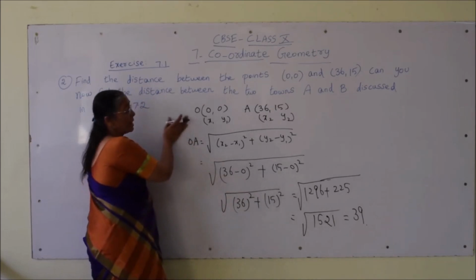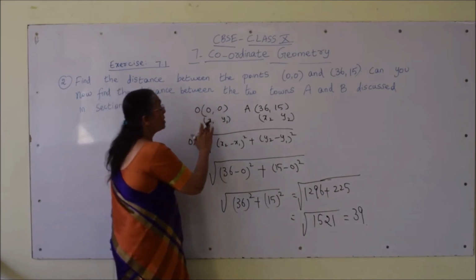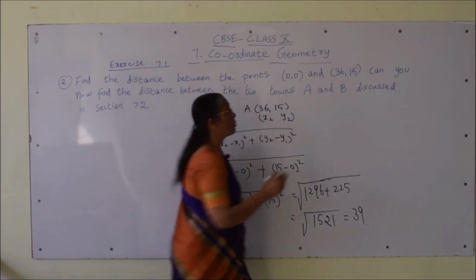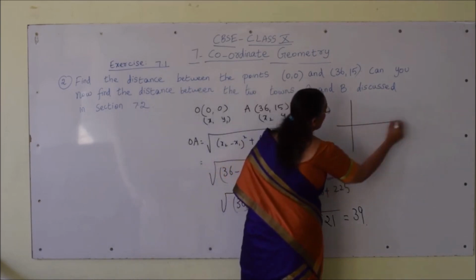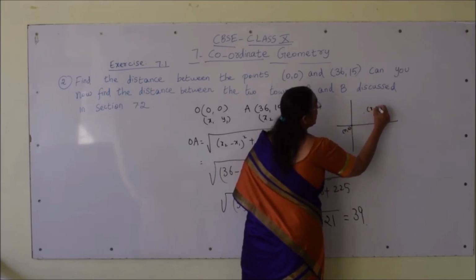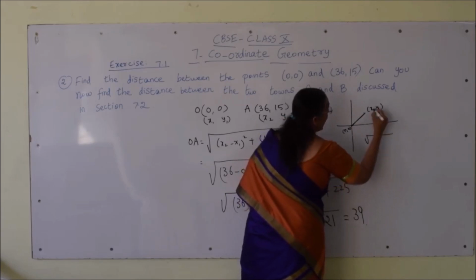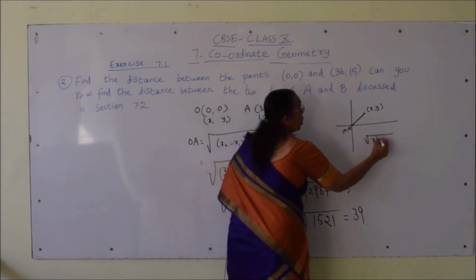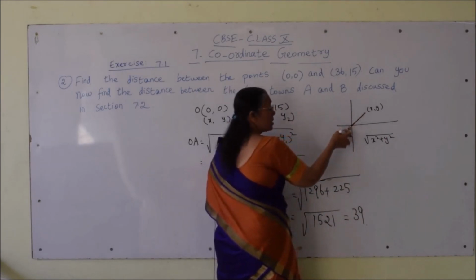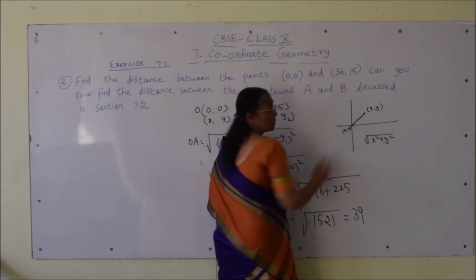Now, one thing we can observe: this point is (0, 0), and it is not making any change here. If the distance of any point from the origin, suppose this is (0, 0) and the general point is (x, y), then the distance between these 2 points we can write directly as root over x square plus y square, because x minus 0 whole square is x square and y minus 0 whole square is y square.